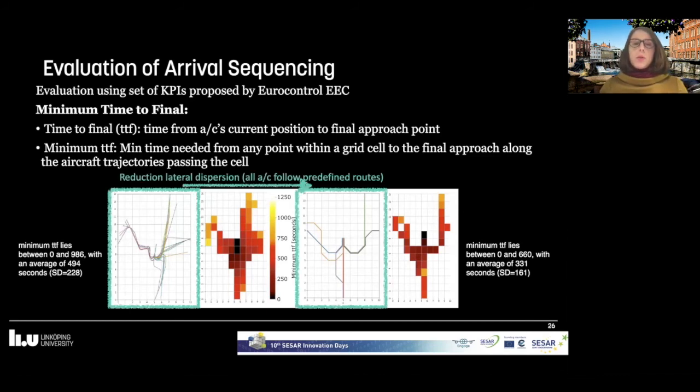And what we can observe is first that we have reduced lateral dispersion simply because all our aircraft follow the predefined routes. And we can also observe a significant reduction in the average time spent in TMA. It's 9.5 minutes versus 15.1 minutes for the actual trajectories.